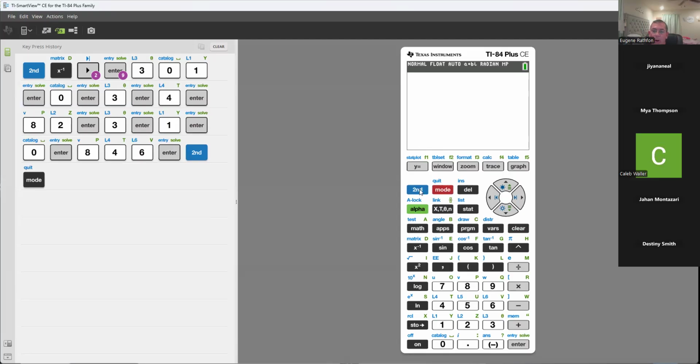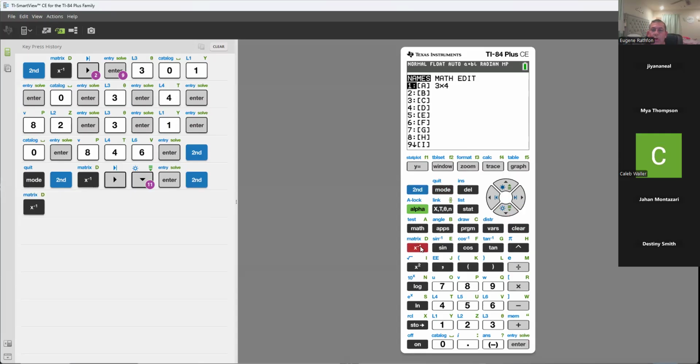All right, let's go get to RREF. So second, x negative 1, highlight math, and then we're going to go down and get RREF. And enter. And finally, second, x negative 1, my A matrix is highlighted. I'm going to hit enter. That brings it on the screen. And now I'm going to hit enter and get my numbers.